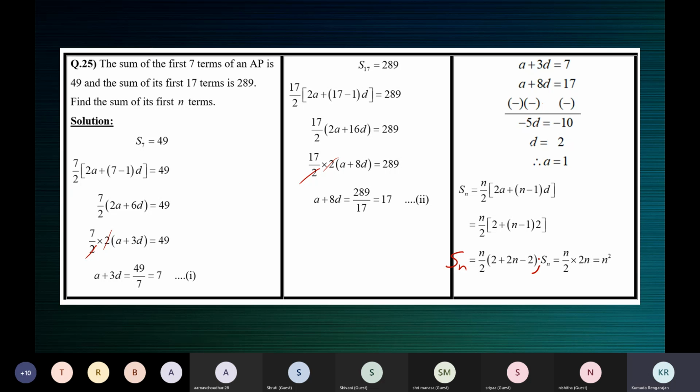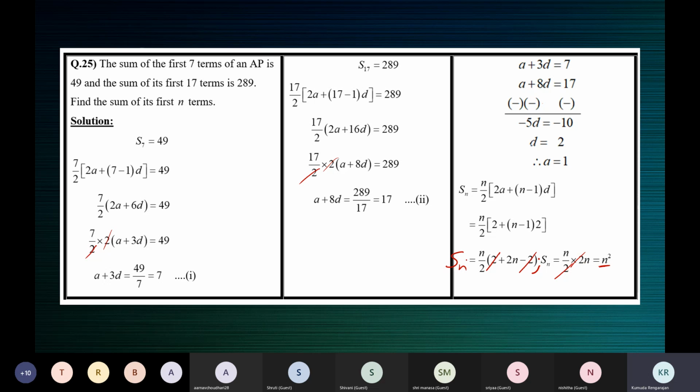Find the sum of its first n terms. So we have to find Sn, meaning n is n. Substitute in the formula the values of A and D, which we just found. A is 1 and D is 2. So you can see here, this will get cancelled. It's n by 2 into 2n. 2 and 2 cancel. n square.